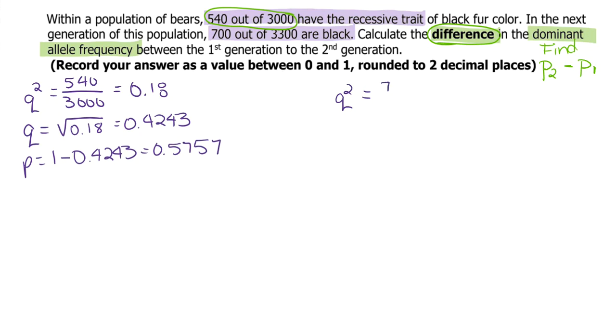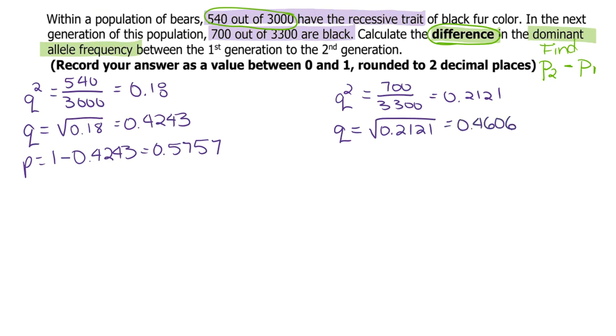Q squared is 700 out of 3,300, which is 0.2121. Q is the square root of Q squared, which is 0.4606. P is 1 minus Q, which is 0.5394. We are almost there.